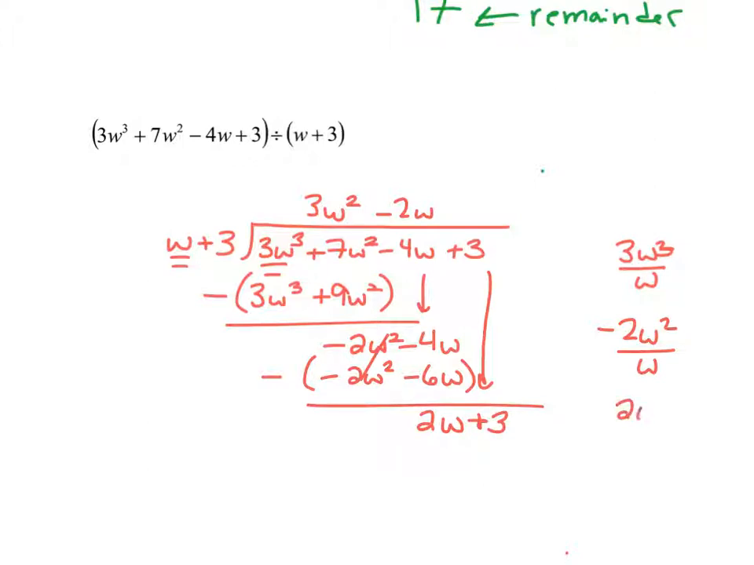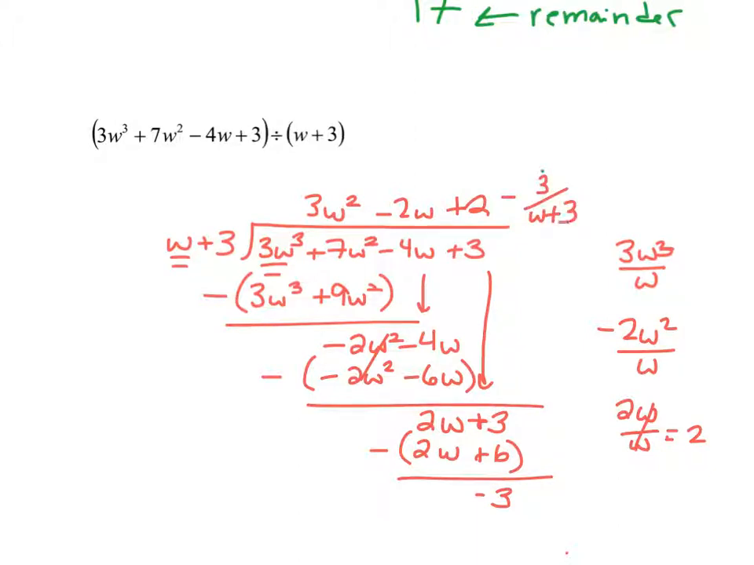Last line, 2w. So you just keep doing this until you run out of terms to divide, essentially. That's going to be 2, so we'll put a 2 up here. Multiply by the front, 2w plus 6. We'll do our subtraction. 2w minus 2w cancels. 3 minus 6 is negative 3. So our quotient's 3w squared minus 2w plus 2 minus 3 over w plus 3.